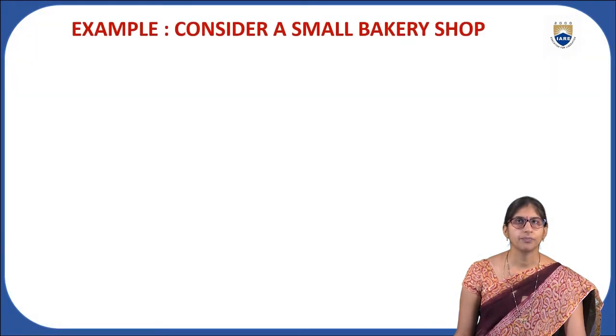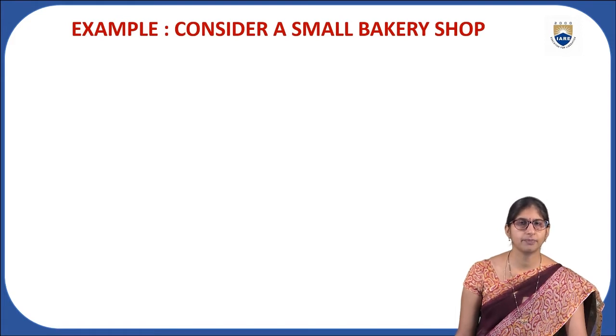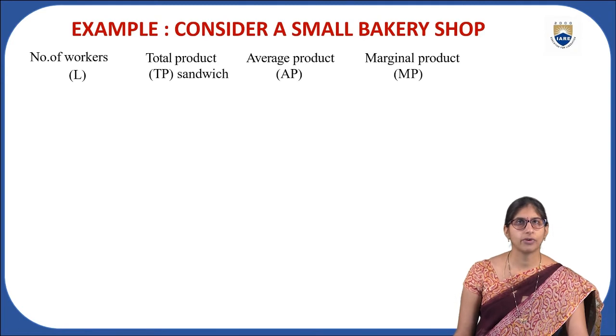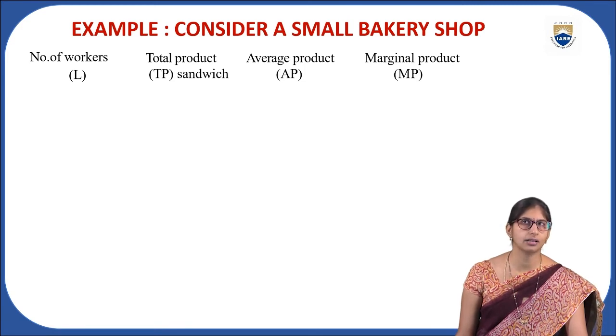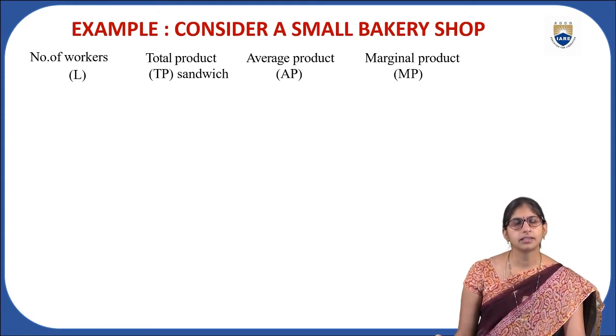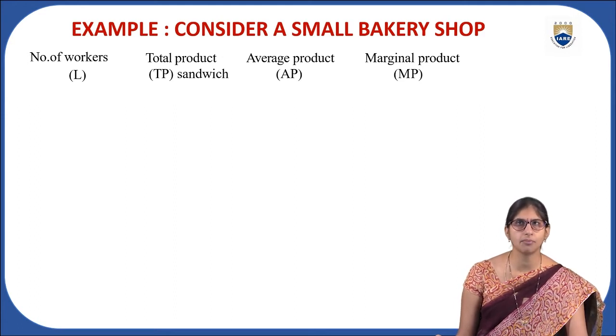Now coming to a small example problem with the law of variable proportion, so that we understand it in a better way. Here I have considered a small bakery shop where there are a number of workers. Here we need to take the total products, the average products and the marginal products. Why have I taken the number of workers? Because here we can vary one factor input, that is labor, and the other factor input is going to be constant, say a bakery shop.